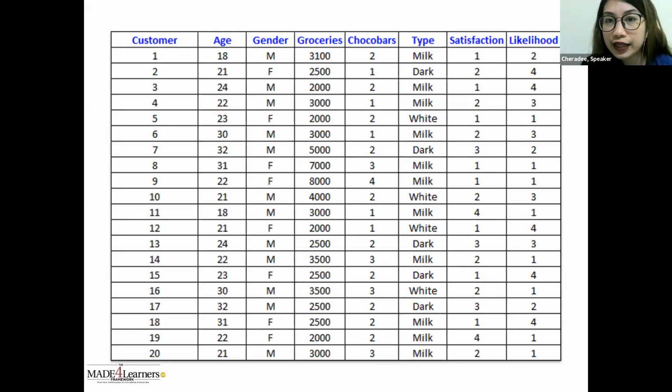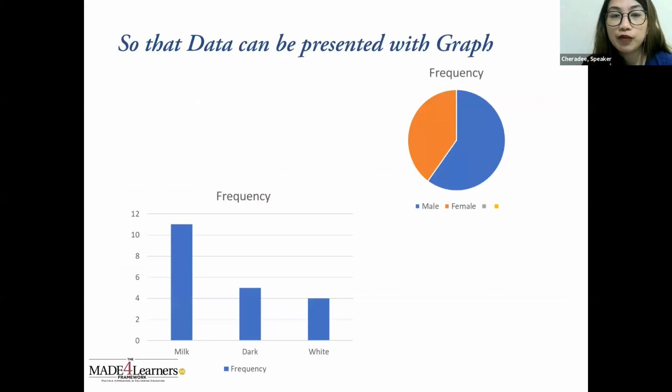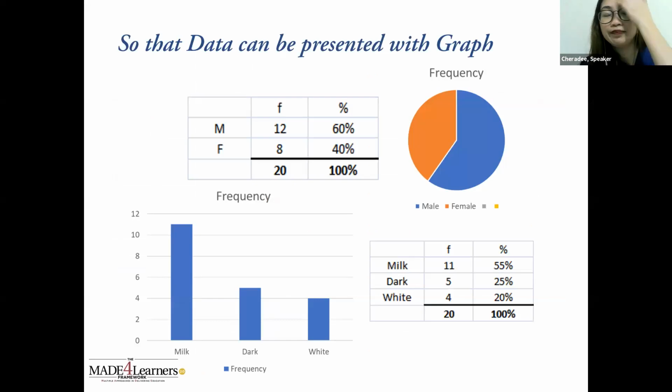All right, so after doing the tabular data, these are your raw data. You did not analyze yet, no analysis. It's just being put in a table. You then create or present it in a pie chart or bar graph. So in terms of male and female, you want to determine the count of male and female. In this case, 12 out of 20 or 60% are male respondents and 40% are female respondents.